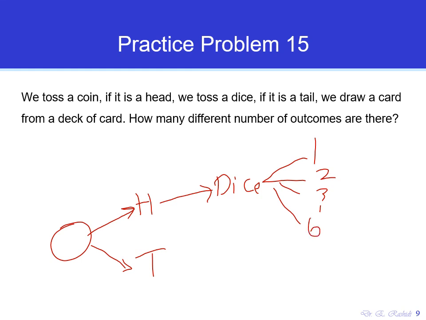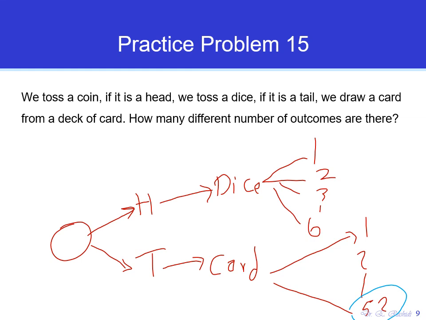If the coin lands on a tail, then we're going to draw a card. How many possibilities do we have for the card? There are 52 different cards, so there are 52 possibilities. I'm just going to number it: 1, 2, up to 52. So there are 52 possibilities. So the total number of possible ways here is 52 if you get a tail and 6 if you get a heads and toss the dice. So that would be 6 plus 52, which is 58.